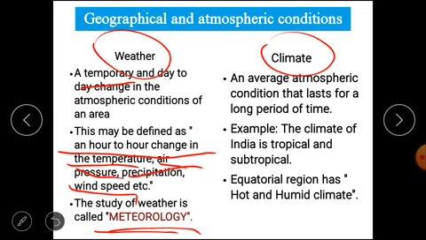If we talk about the equatorial region, it has a hot and humid climate. Why? Because the equatorial region receives vertical or direct rays of the sun, and as a result evaporation is there and so precipitation, that means rainfall, occurs. So it has both types of climates, hot and humid. Similarly, the climate of Antarctica and Greenland is always cold because it receives very little to no rays of the sun. So I hope this is clear.